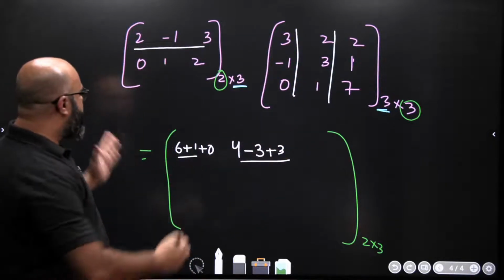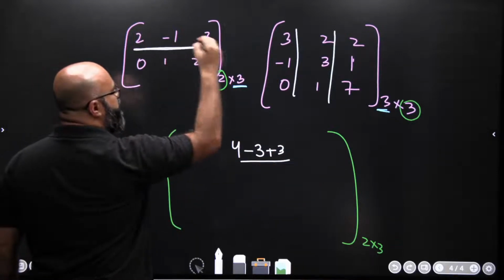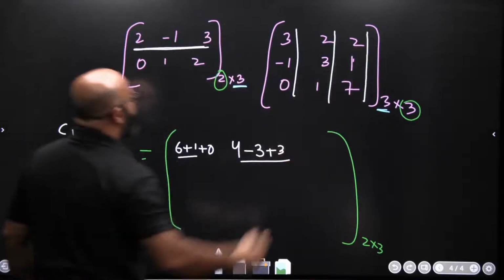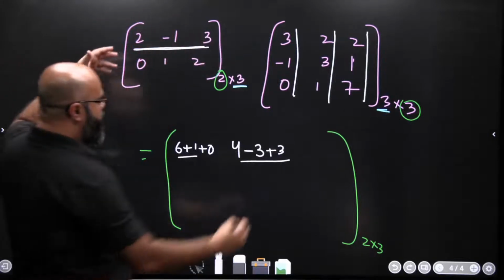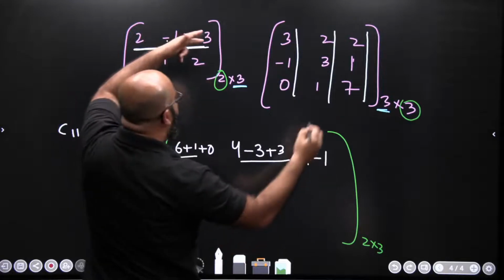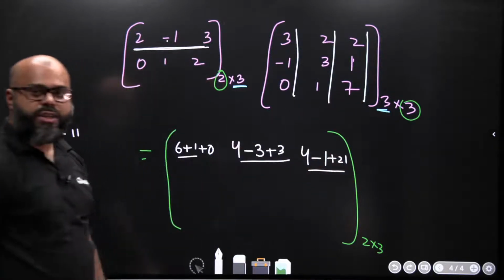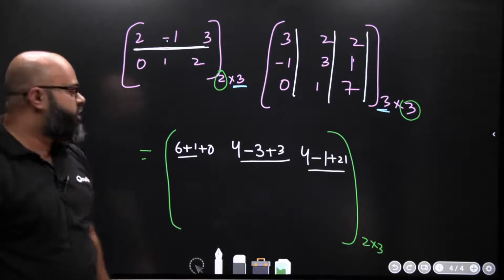Now we talk about the first row, third column element. So first row is the same, and this is the third column. So 2 into 2 will be 4, and then minus 1 into 1 will be minus 1, 3 into 7 is 21. So this is how we have written this first row. There are 3 elements there.